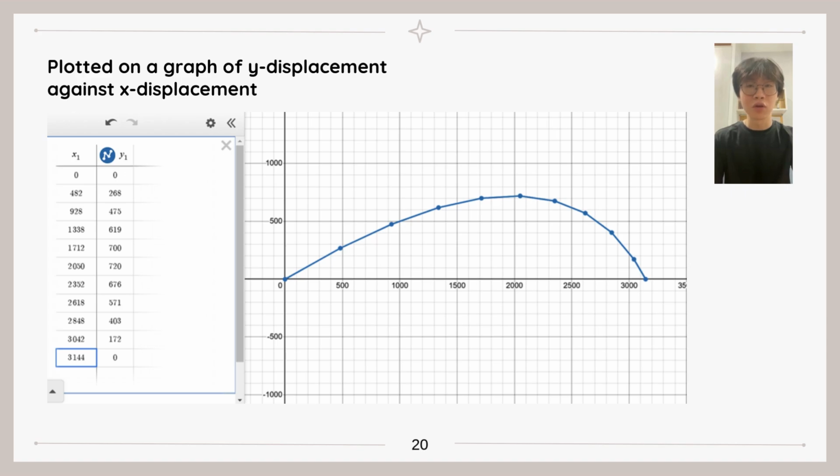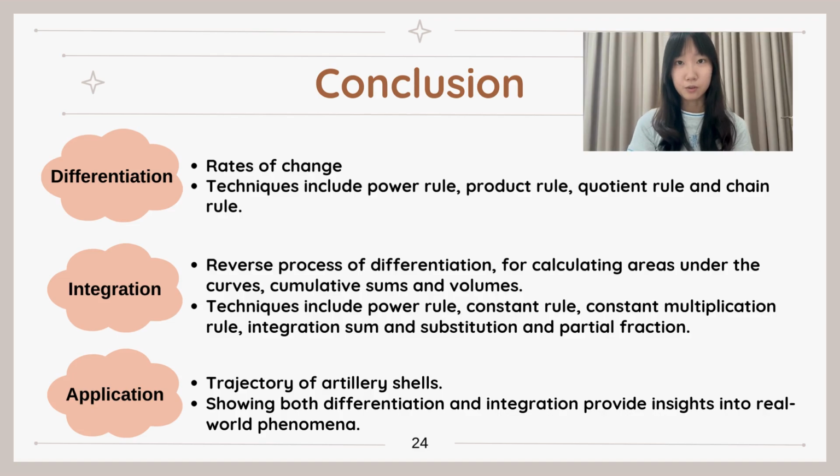When these values are plotted on a graph, we get this shape. This result is more accurate to the trajectory of a real-life artillery shell. And now that the displacement vector has been found, the engineers can calculate the position of the shell at any point in time. In conclusion, both differentiation and integration techniques are important in solving real-world and theoretical problems.